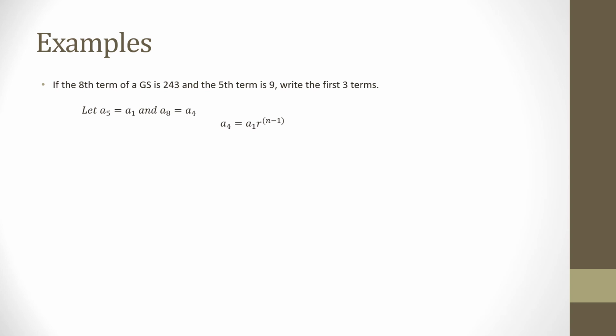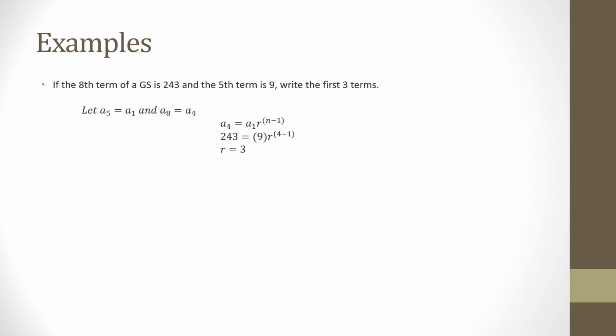Ang hinahanap natin dito is yung common ratio, dahil walang binigay na common ratio. Ang binigay is dalawang terms na magkaiba na randomly picked in the sequence. Okay? So, a sub 4, which is a sub 8, is 243, and a sub 1, which is a sub 5, is 9. Tama lang yan. And then n is 4. So, salpak mo lang: 243 is equal to 9 times r raised to 4 minus 1, which is 3. Okay? Solve. r will be 3.